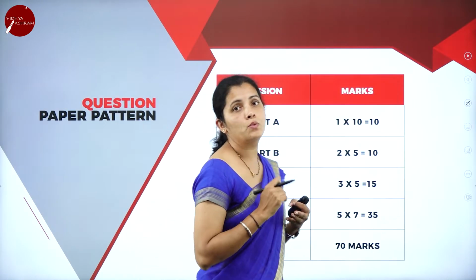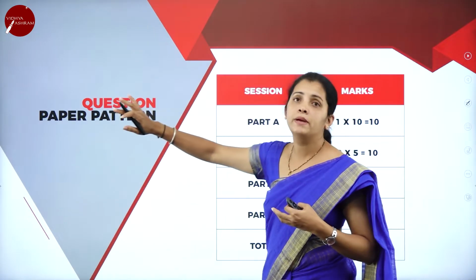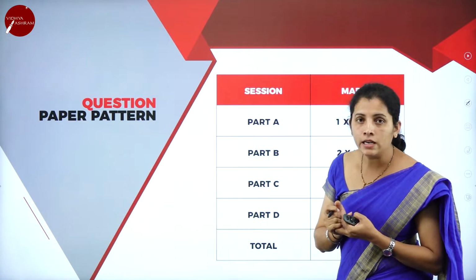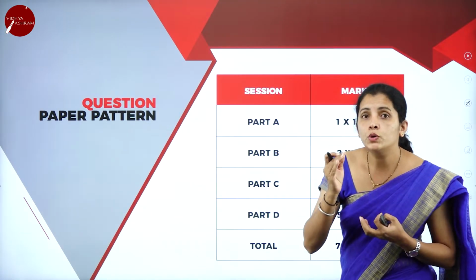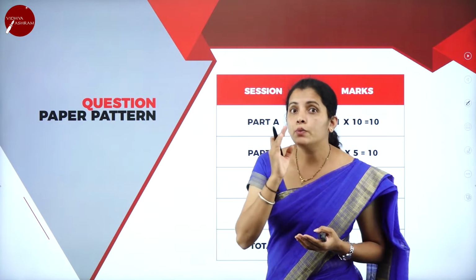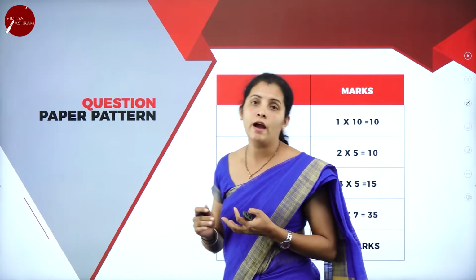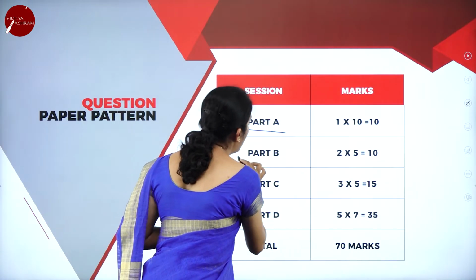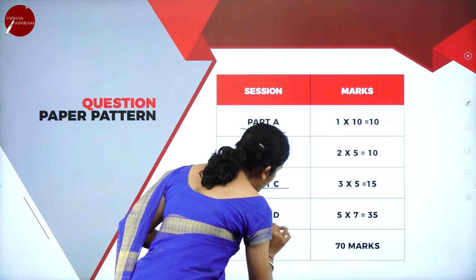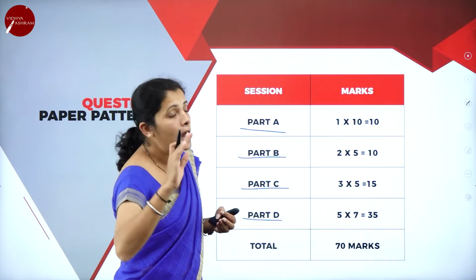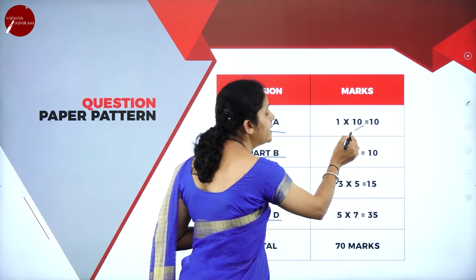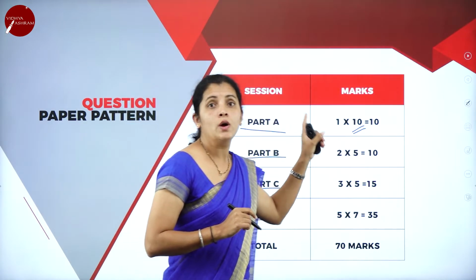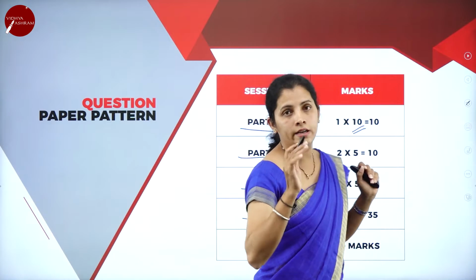Moving further, we are going to have the question paper pattern. This is the theory question paper pattern, and here we are going to have 70 marks. In the question paper pattern, we are going to have 4 different sections, that is part A, part B, part C and part D. In part A, I'm going to have 10 questions and each question carries 1 mark. So 1 into 10, it is 10.